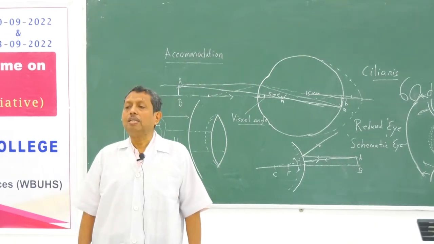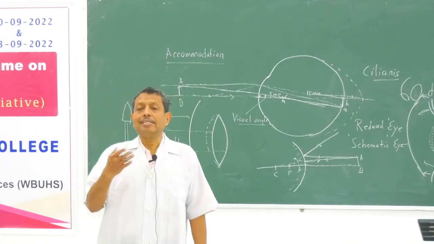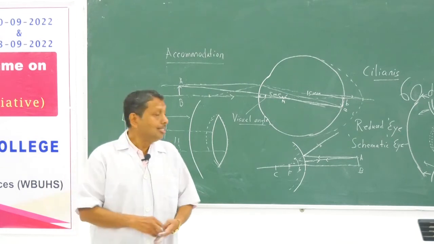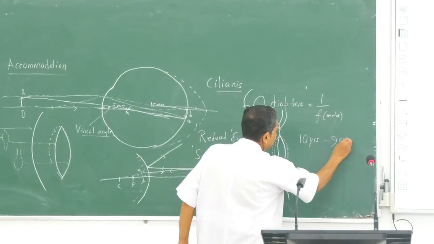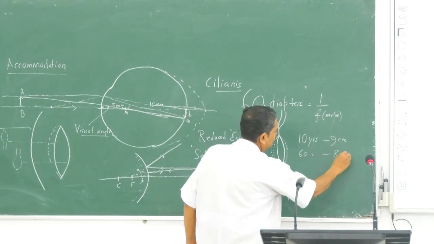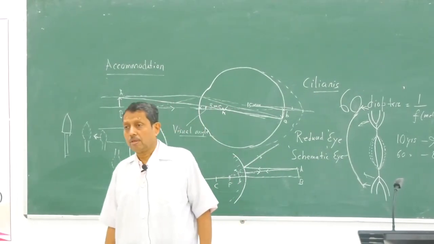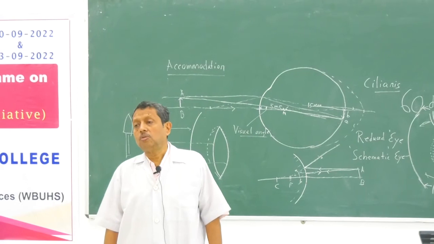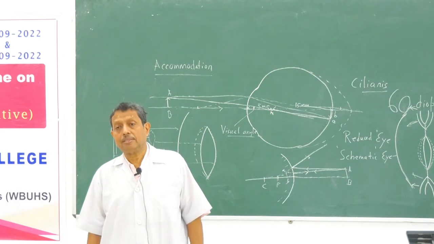And the maximum accommodative power in a human individual is 12 diopters, and it is related to the near point, which is 9 centimeters in a child of 10 years, and at 60 years 83 centimeters, when the accommodation is almost gone. It is mainly due to the rigidity of the lens. It is a natural process.